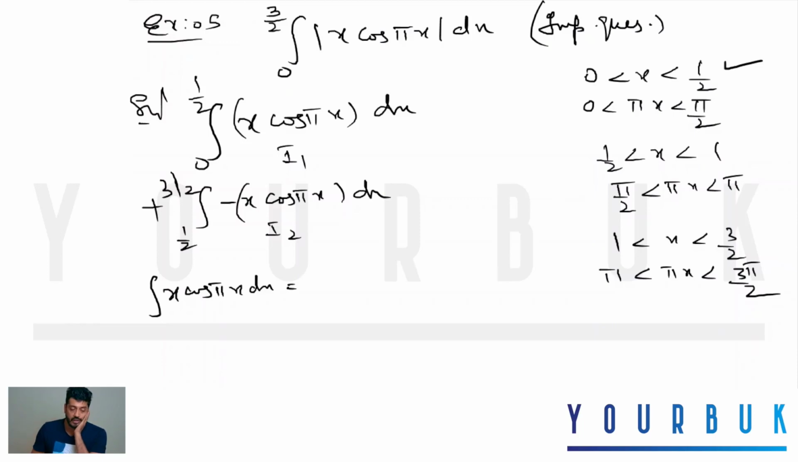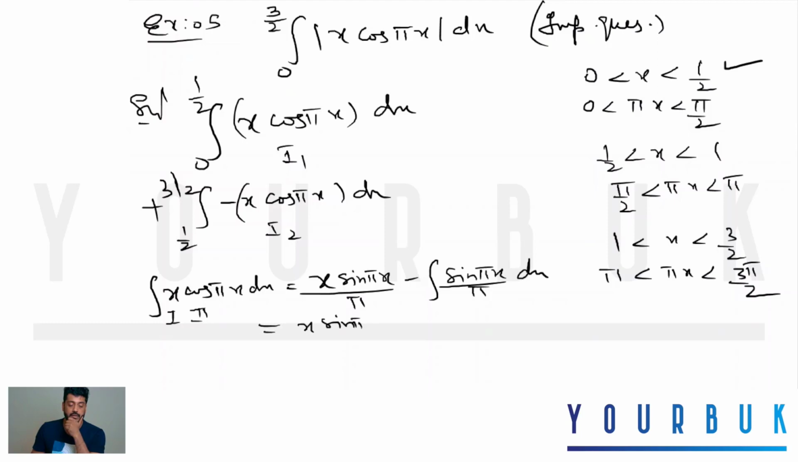So how do we do the integration of x cos pi x? x is the first function, cos pi x is the second. So first function as it is, integration of the second will be sin pi x upon pi, minus 1, then sin pi x upon pi. Okay, I hope this step is clear. And then this will be x sin pi x upon pi plus 1 by pi square cos pi x. So this will be the integration of this quantity.